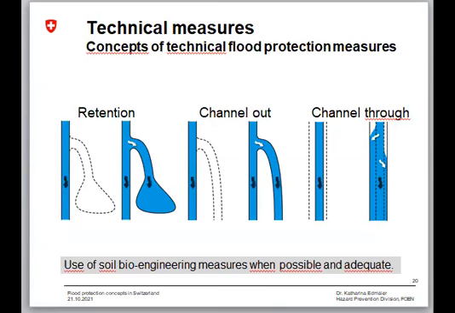Now let's come to the measures, to the technical measures. We have different concepts or types of technical flood protection measures, which is the retention, so hold back water or debris, which is the channel out method to try to divert the water away from the area that should be protected, and the channel through. So we try to bring all the water and debris in the stream.